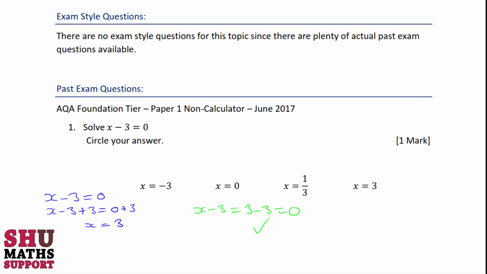And then we can notice over here that it's also one of the options of the list. So we just circle x equals 3. You wouldn't get any marks necessarily for the workings out you've done over here, but you would just get the 1 mark for circling the correct answer.